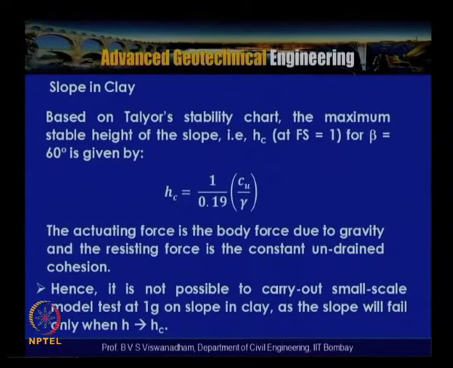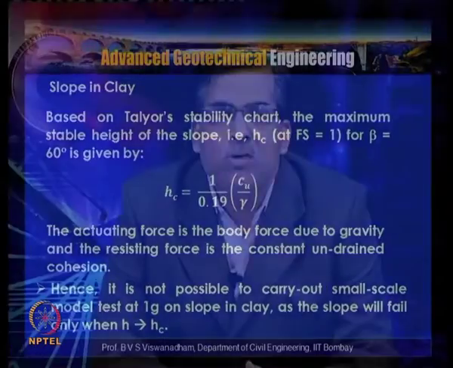So here it says that centrifuge model testing is warranted for understanding the stability of a slope in undrained clay, and also there is a requirement that Cu has to be maintained constant. It clearly says that it is not possible to carry out a small scale model test at 1G on a slope in clay, as the slope will only fail as h tends to hc.